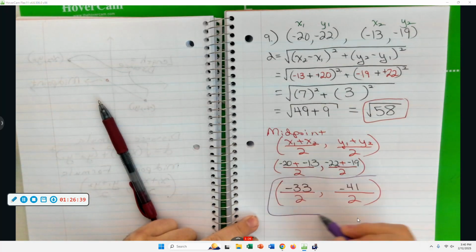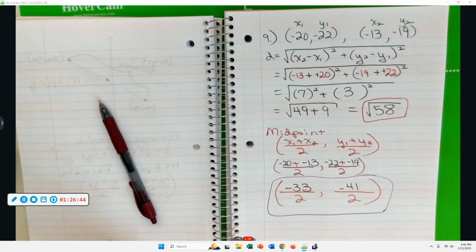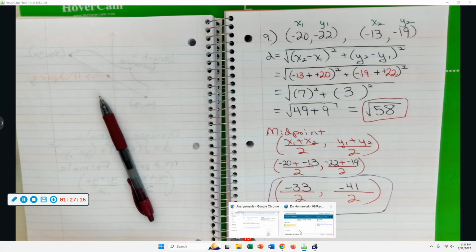I would not convert to mixed numbers. I certainly wouldn't convert to decimals. I think you would count it wrong if you converted to decimals. But just for the sake of argument, 33 over 2 is 16.5. So the number right between negative 20 and negative 13 is negative 16.5. The number on the number line right between negative 22 and negative 19 is negative 20.5. Any questions there?